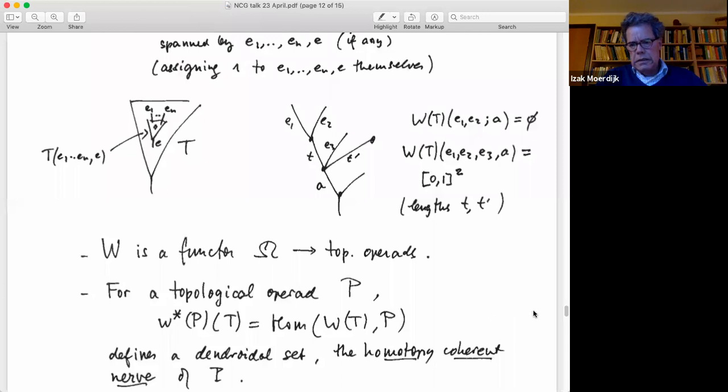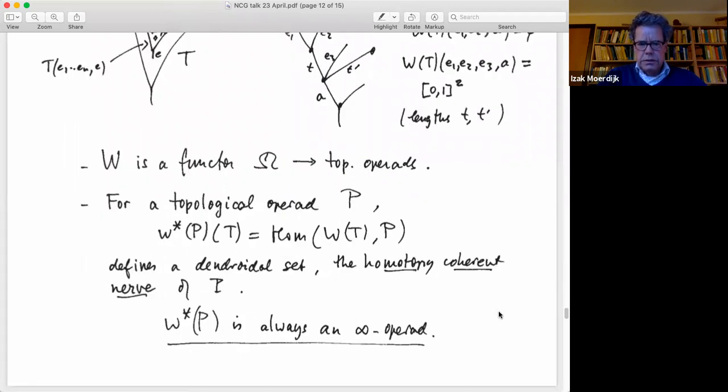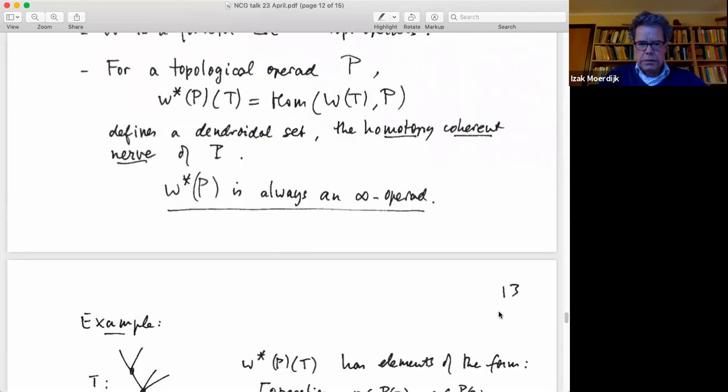Okay, let's try to understand a little bit this terminology. I think it's on the next page. There's a little theorem that this will always be an infinity operad. This is, I think, a lie, because you need the spaces of P to be Kan complexes, but never mind.